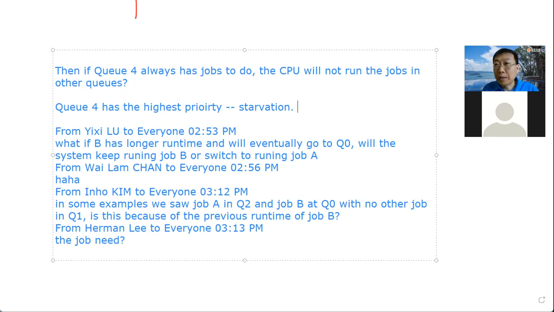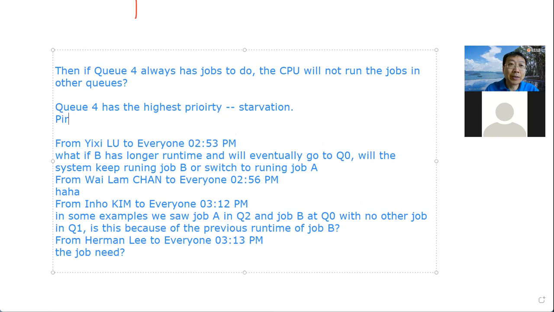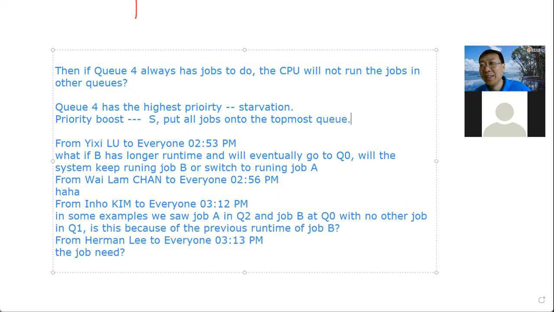So if jobs move down onto the lower queue, they may not have a chance to be scheduled. This is why we want to have a priority boost. After a time period S, we put all jobs onto the topmost queue. In this way, we can guarantee that our jobs have at least some time slice, because we put them at the top. So I hope I answered your question.